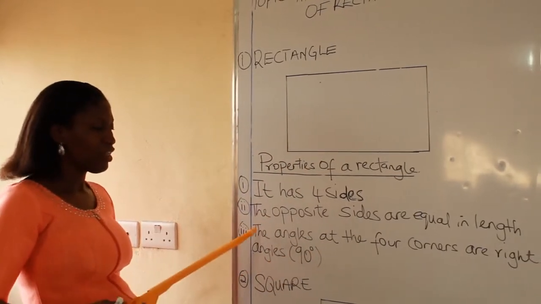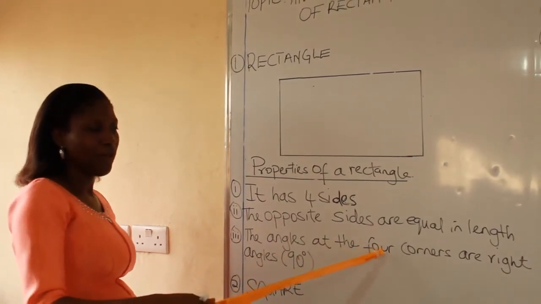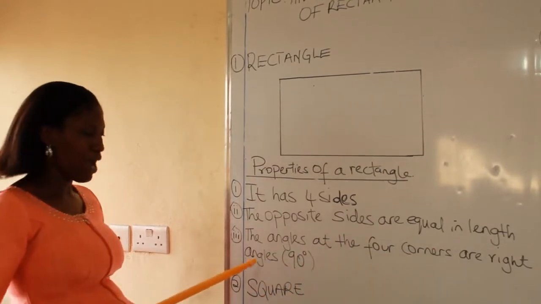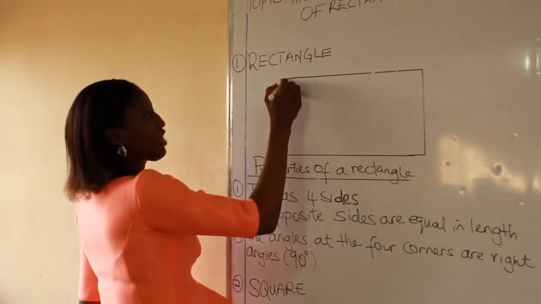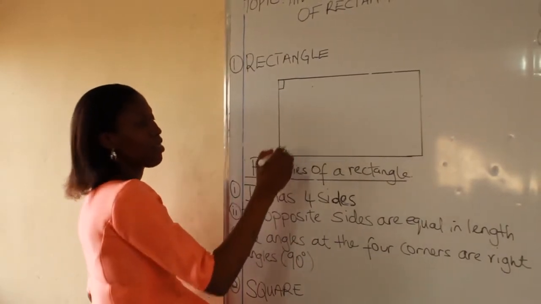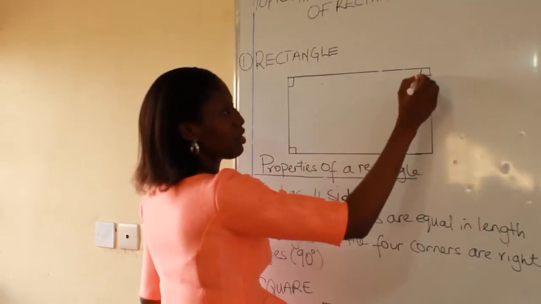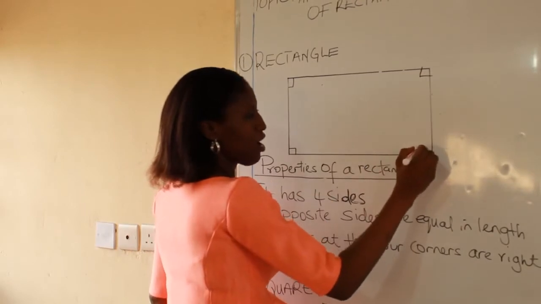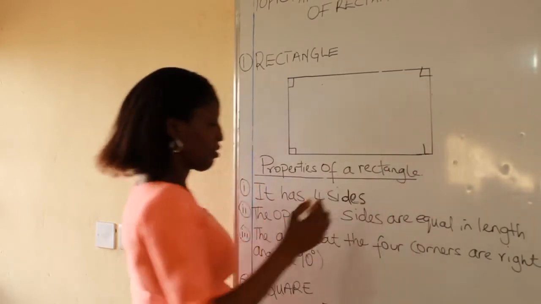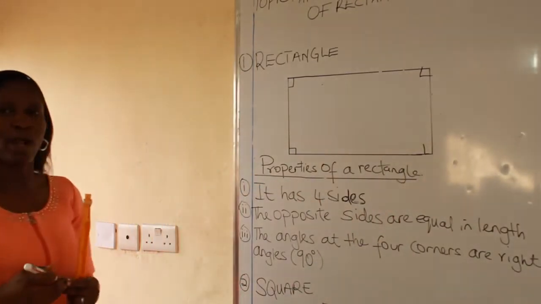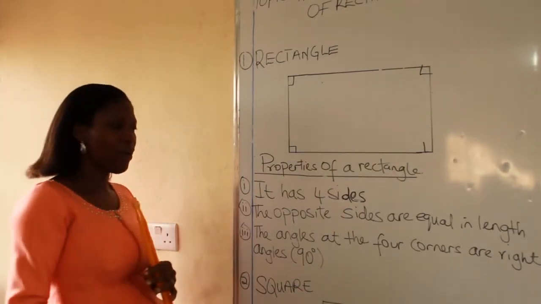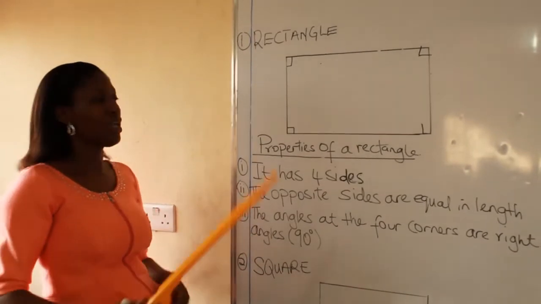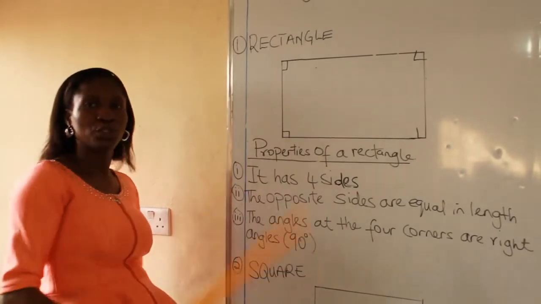3. The angles at the 4 corners of a rectangle are right angles, and they are 90 degrees each.